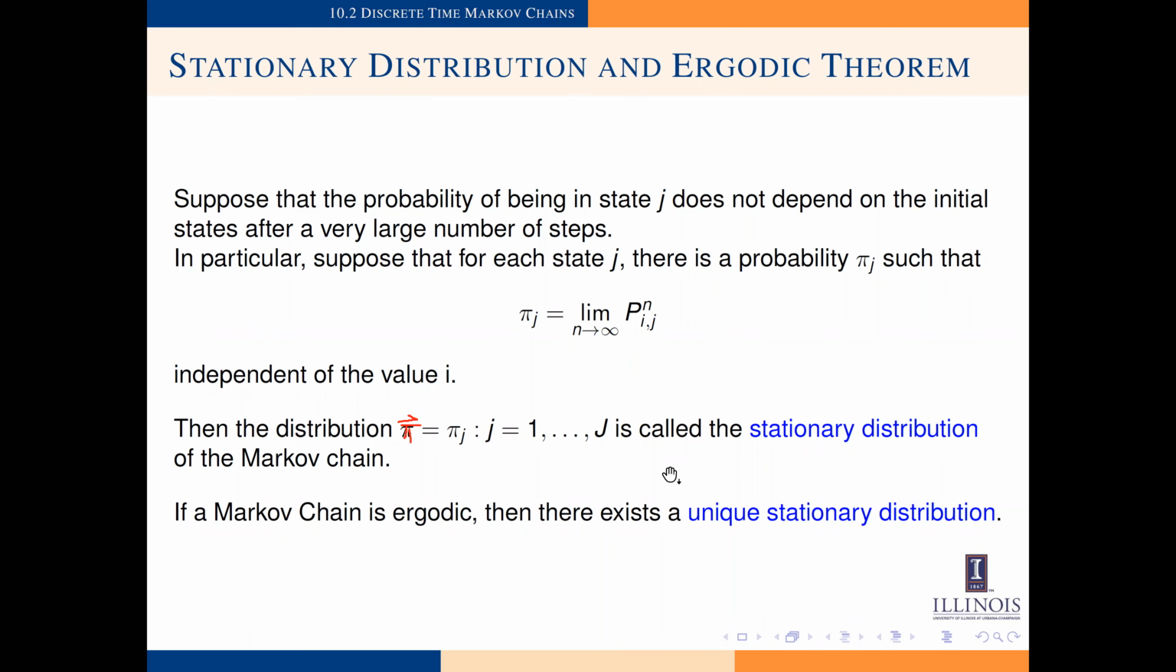If a Markov chain is ergodic, then there exists a unique stationary distribution for the Markov chain. If it is not ergodic, then this is not guaranteed.